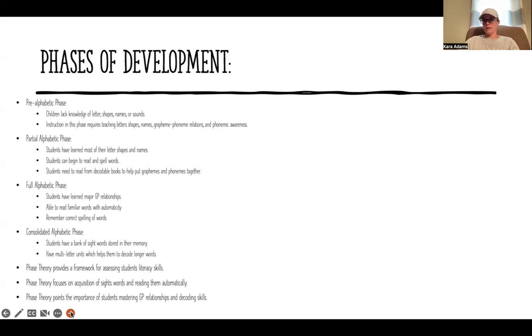We need to use these phases of development in our assessing of our students to find out what literacy skills they still need. These phases allow for students to gain knowledge in their sight words and reading them automatically. And then the importance of understanding that our students must grasp the grapheme phoneme relationships to help them with their decoding skills.